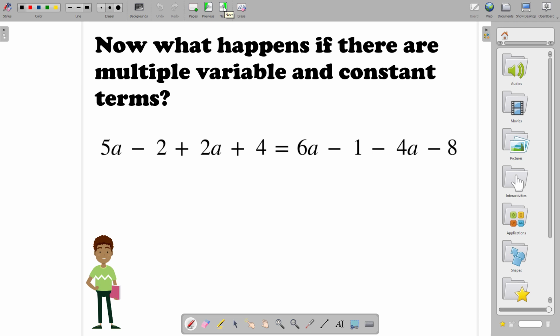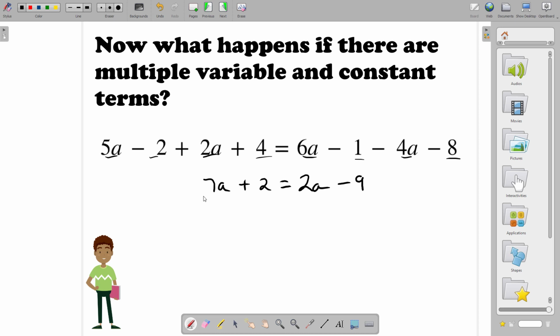Now we're going to complicate the problem even further. Now I have multiple variable terms on each side and multiple constant terms on each side. So the first thing I'm going to do is get everything together. I'm going to get these a terms together. 5a and 2a is 7a. Negative 2 and positive 4 is plus 2. On the right side, 6a minus 4a is 2a. Negative 1 minus 8 is minus 9.